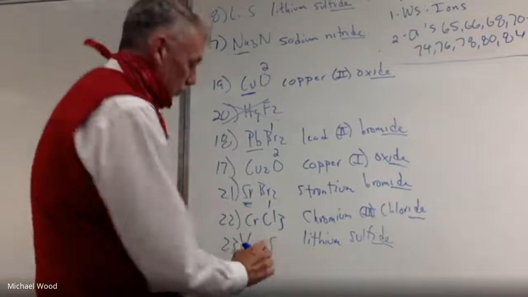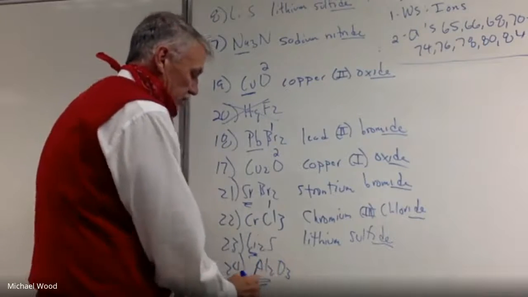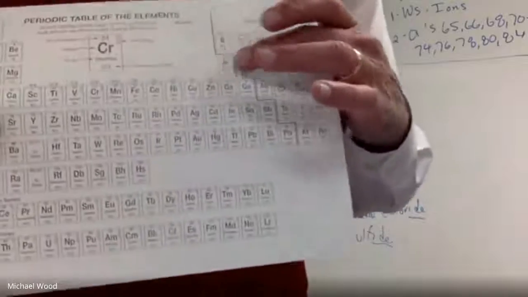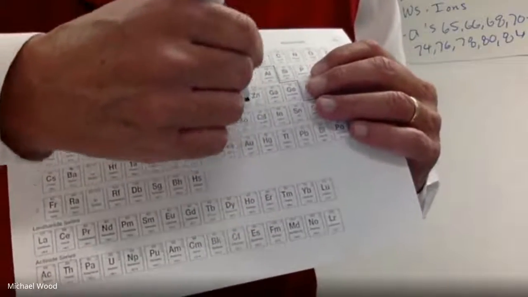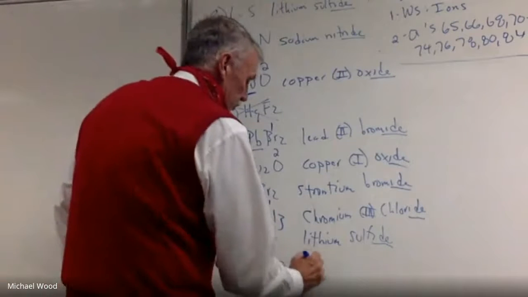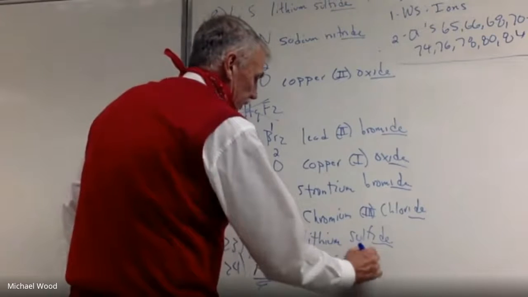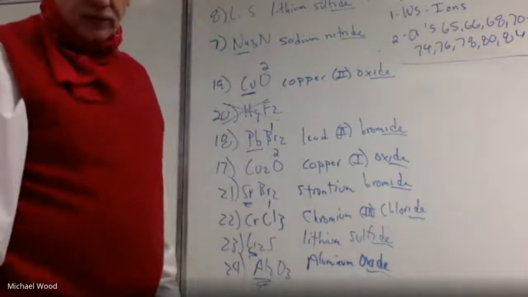Okay, 24 Al2O3. So again, I base it off the first element. So if I look up aluminum, aluminum is right here, and there's this little diagonal of aluminum, zinc, and silver. And if you have those, it's a type 1. So it's just the name. So this is aluminum oxide. Okay, and then the last one, and I'll stop.